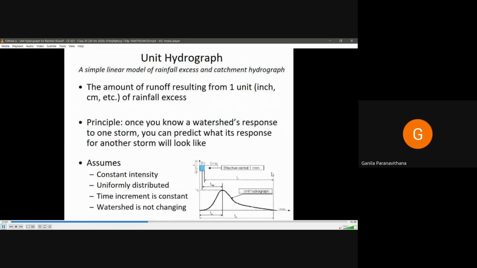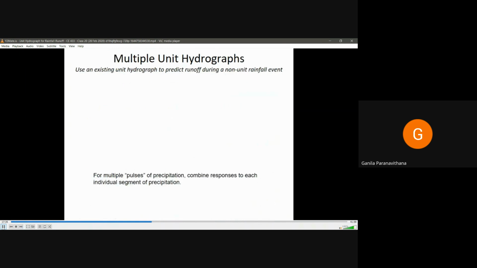Now, the thing that's a little bit tricky is when you do have a storm that is a longer duration than this single unit duration. So this might represent, it's saying here, 1 millimeter of rainfall excess, and let's assume that that's an hour of duration. What if you had a storm that lasted 3 hours of duration? What we would have to do is set it up with overlapping curves, and then the effect is additive in combining the watersheds together. So if there's multiple pulses of precipitation, we combine the responses.